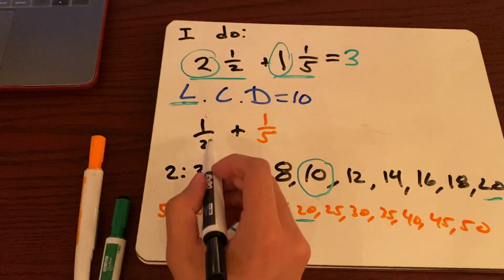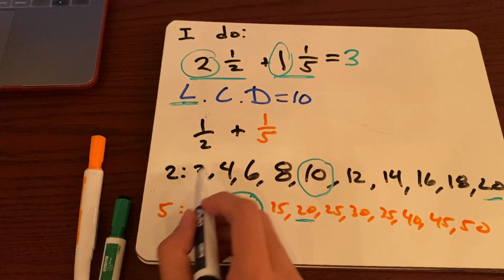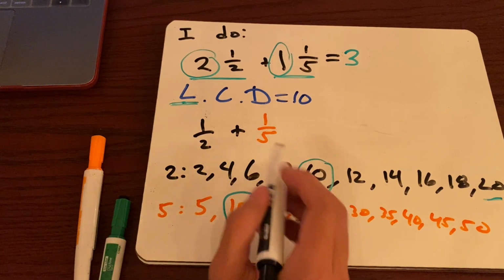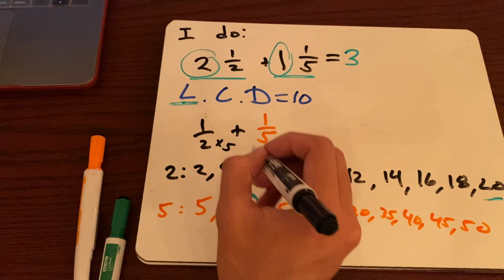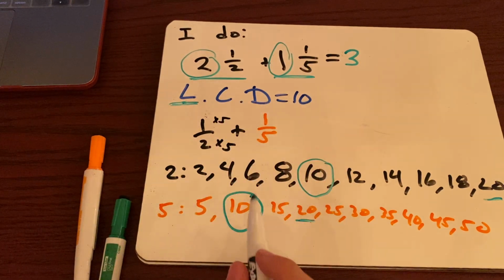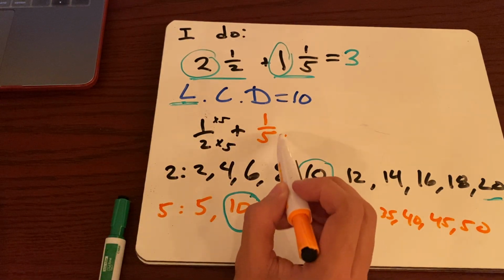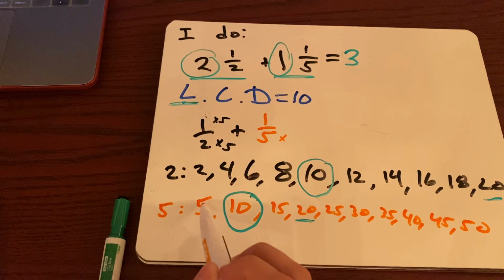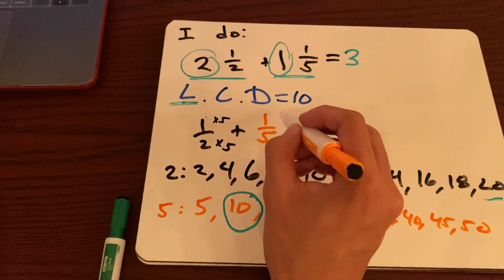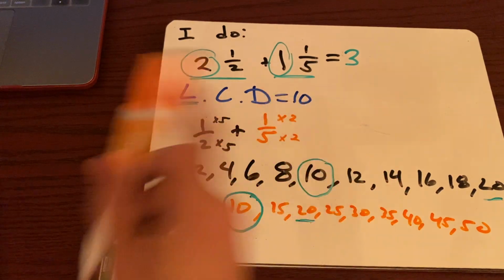Well, how can I switch this 2 into a 10? 2 times what? 2 times 1 is 2, 2 times 2 is 4, 2 times 3 is 6, 2 times 4 is 8, 2 times 5, here we go. 2 times 5. But remember, we also have to multiply our numerator. Next up, how can we switch up this 5 into a 10? What do we need to multiply by? Well, 5 times 1 is 5. 5 times 2 is 10. Here we go, 5 times 2. So that means I also have to multiply my numerator by 2.